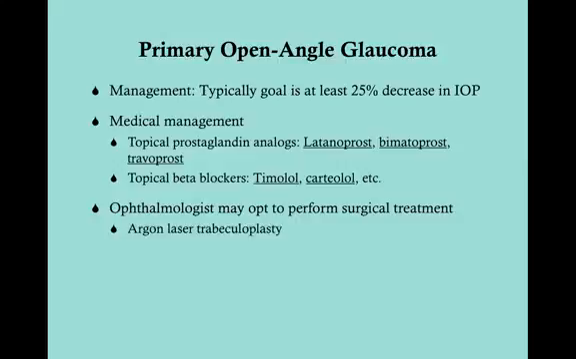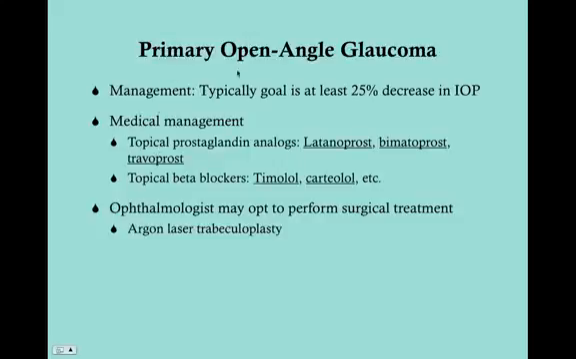These prostaglandin analogs include latanoprost, bimatoprost, and travoprost, and then the topical beta blockers include timolol, carteolol, levobunolol, trying to think of some more, metoprolol. They have different names than the beta blockers you would give for blood pressure. So these are the two first lines of therapy, although it's up to the ophthalmologist.